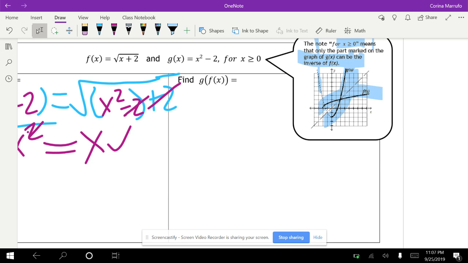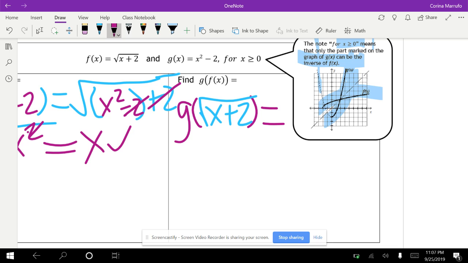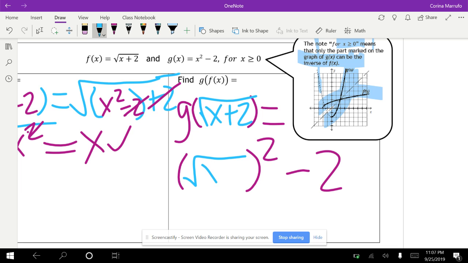On the next one, we have g of f of x. So we take our g function. So it's g, and we are going to plug in our f function. In this case, our f function is the square root of x plus 2. And so here we take our g function. It's going to be x squared, so we're going to leave it blank squared minus 2. And in that blank, we are going to plug in the square root of x plus 2.